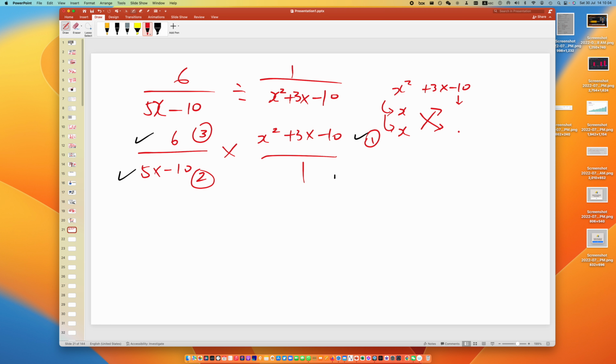Can you see? They have ax squared plus bx plus c. So your job is to key in a, b, c. In this case, what's your a? What is in front of x squared? That's your a. 1. So what's in front of your x? 3. What's the c? -10. Good. Can you key in 1, 3, -10 into it?